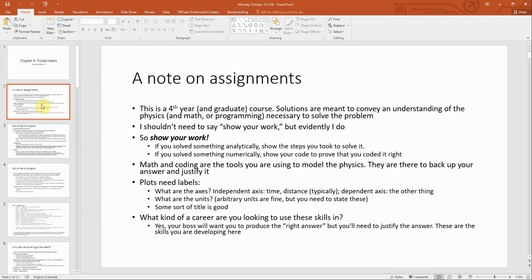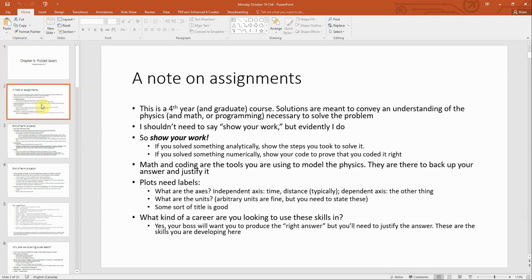But the differential equation for the intensity within a cavity, that one doesn't have an analytic solution. And so you can solve it by Euler, you can solve it by midpoint, you can solve it by Runge-Kutta, you can solve it by the built-in ODE integrator. Any of those are fine, but I need to know how you solve that. So that's part of your answer.